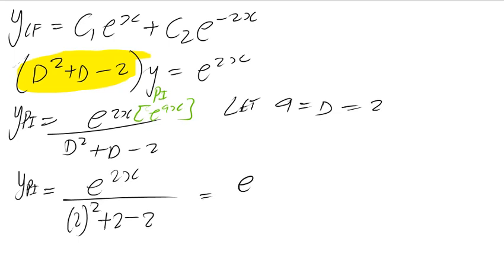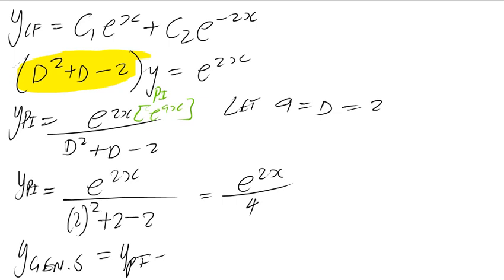Then this will be equals to e^2x over. Then this 2 will cancel. Then we'll be left with 4. So that's your ypi. And then you're going to say your general solution will be equals to ypi plus ycf, which is equals to, you're going to combine the two.